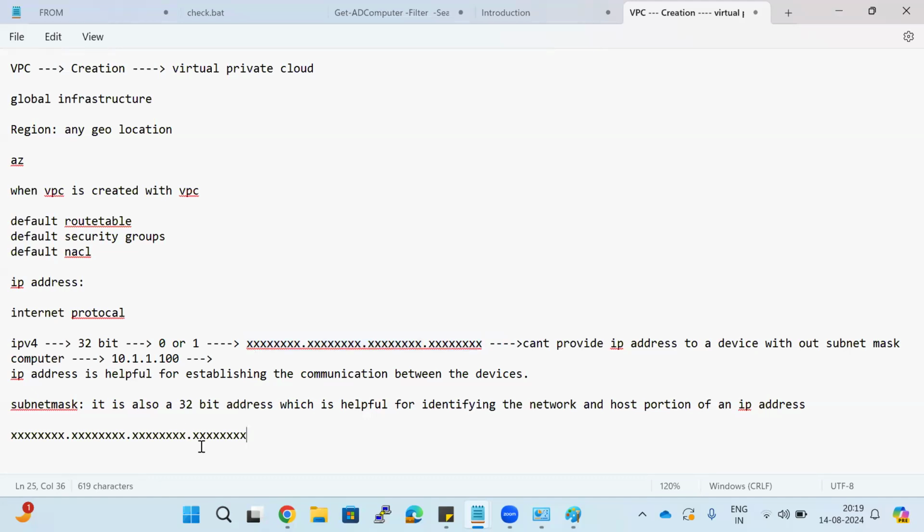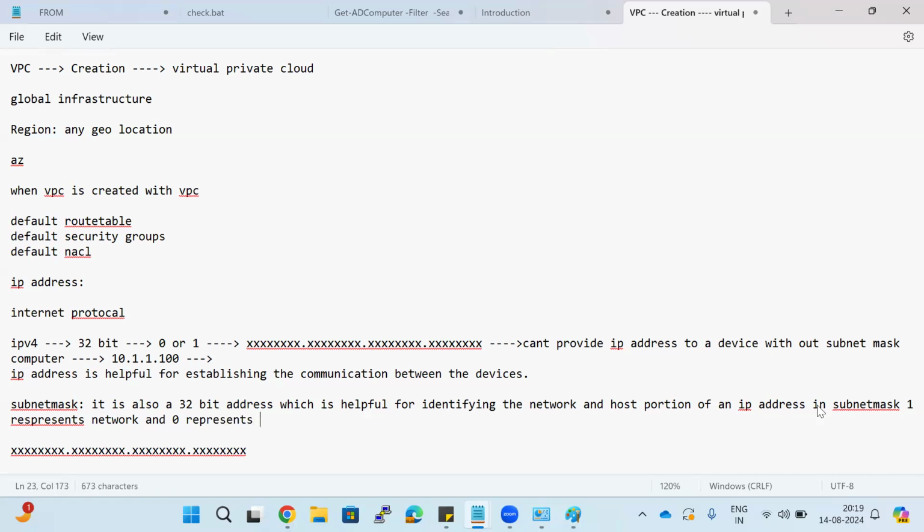So simply, subnet mask will also have a 32-bit address and they will be divided into 4 octets. IP address will also have a 32-bit address and they will be divided into 4 octets. Now, in each octet, in the subnet mask, 1 represents network and 0 represents host.